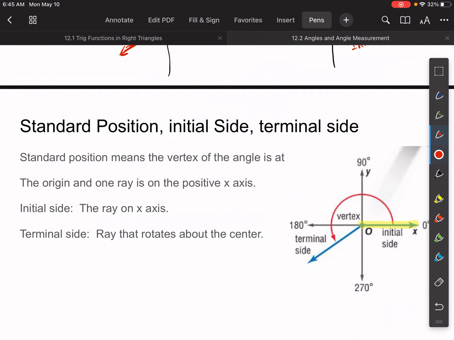So: standard position, initial side, terminal side. Standard position means the vertex of the angle is at the origin, and one ray is on the positive x-axis. The initial side is the ray that's on that x-axis, and the terminal side is the ray that rotates about the center. You can imagine taking it like the hands of a clock and rotating it to create this. That looks a lot like what we just did, something like 210 degrees.